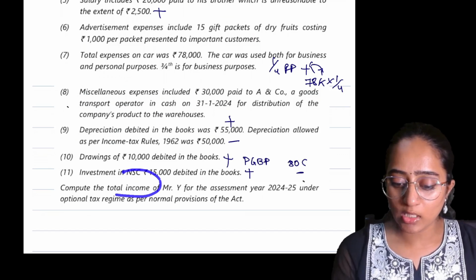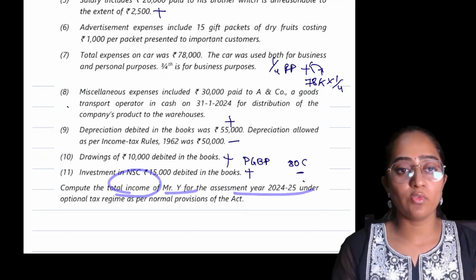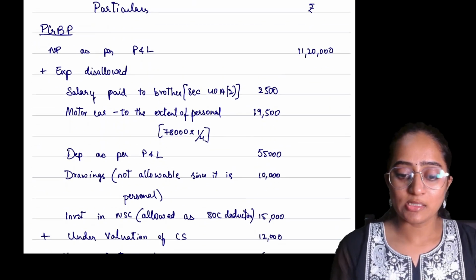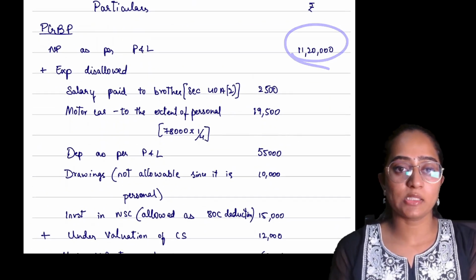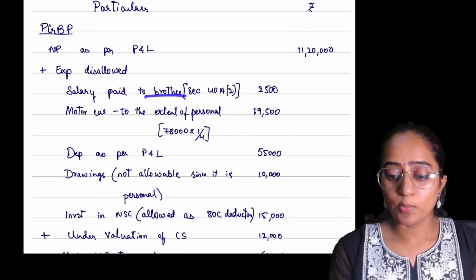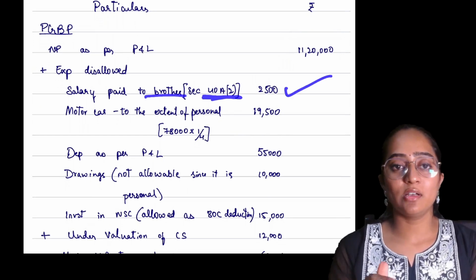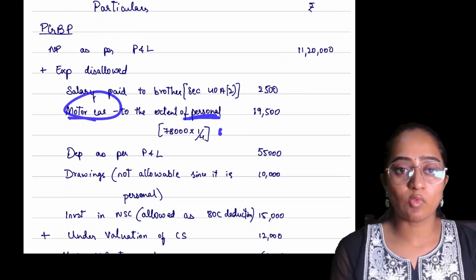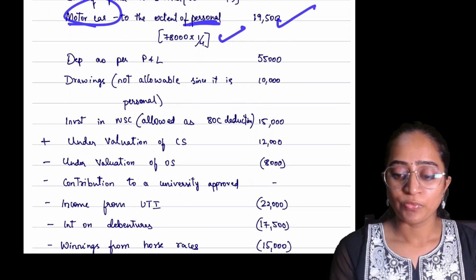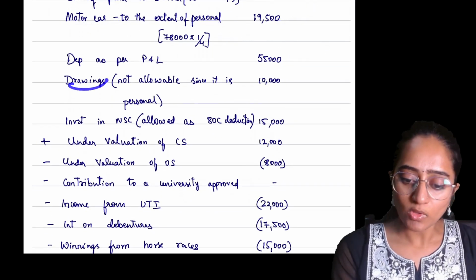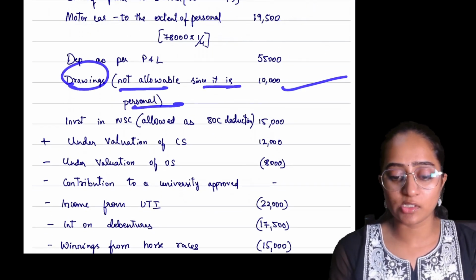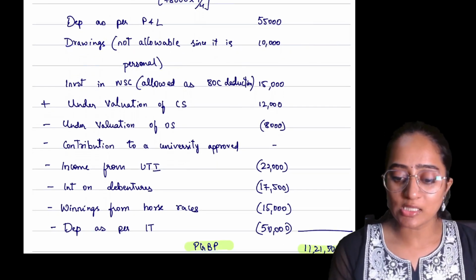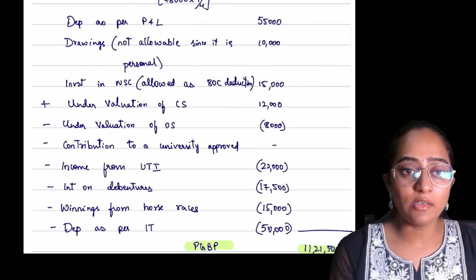Now compute the total income of Mr. Y for the assessment year 24-25 under the optional tax regime. Clear? So if you can see, net profit as per P&L is provided. Salary paid to brother, which is coming under 2,500, that is 48 to disallowance. Motor car to the extent of personal in nature, 1 by 4, 19,500 is added back. Depreciation as per P&L. Drawings is not allowable since it is personal in nature, 10,000. Investments in the National Savings Certificate, which is allowed as ATC deduction.